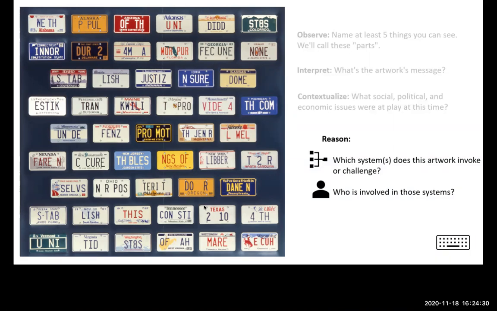So not only English language, but thinking about proper versus informal language, economic status, prisons. So we hear about license plates being made in prisons. Time. I love this idea. There's a system of time operating there. Like, in fact, some of these license plates have the sticker that says the year on them, right?